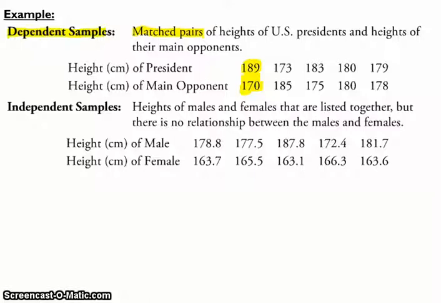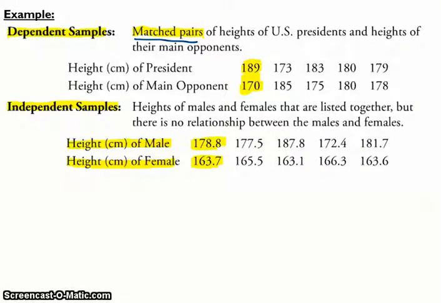So let's look at the second example of heights. These are independent samples. We have heights of males and females that are listed together, but there is no relationship between the males and the females. The first set is the height of males, the second set is the height of females, but there is no relationship between, say, this first male and this first female. So dependent, matched pairs; independent, no matched pairs.